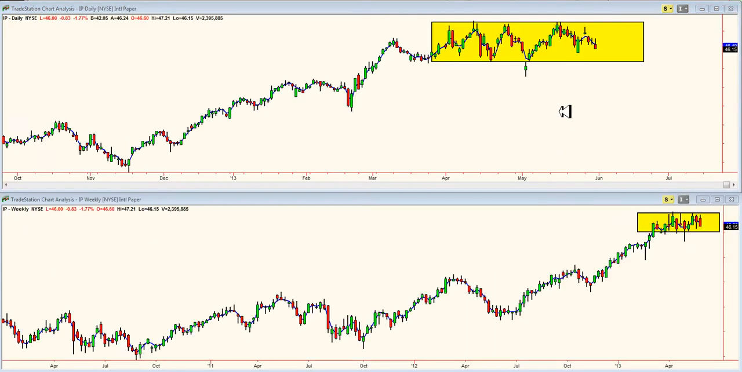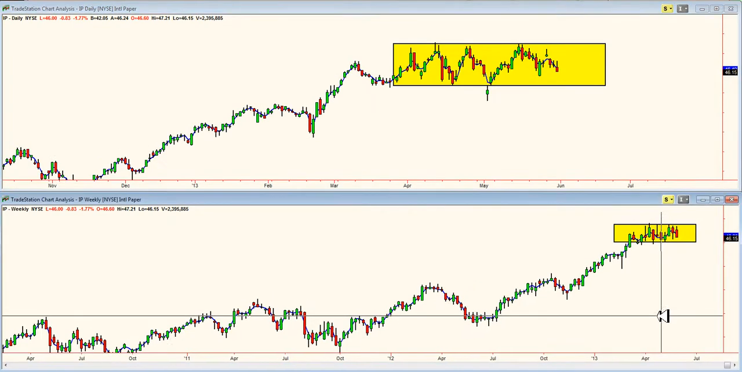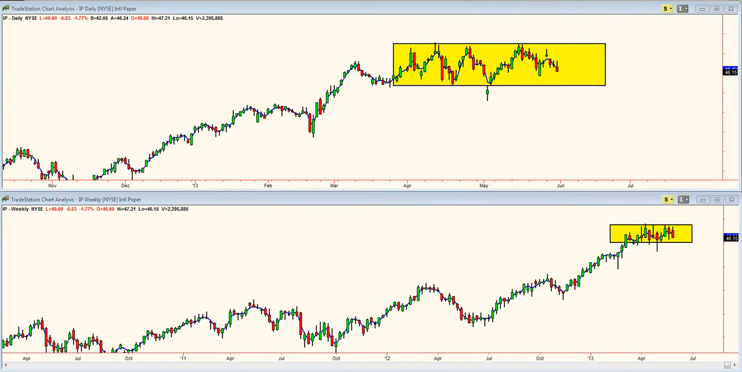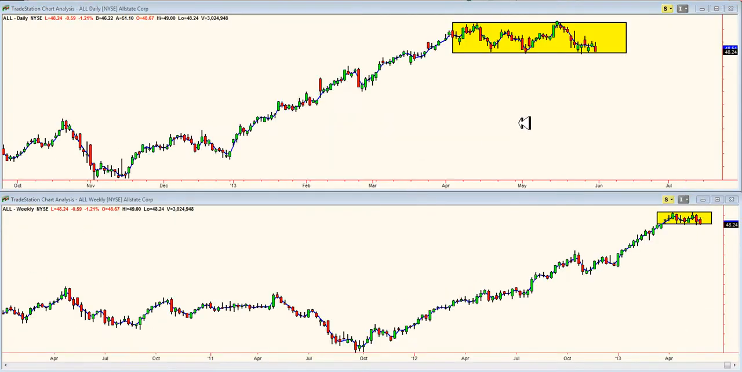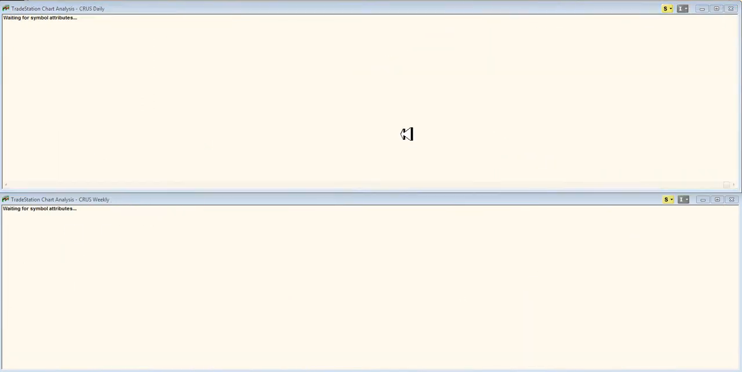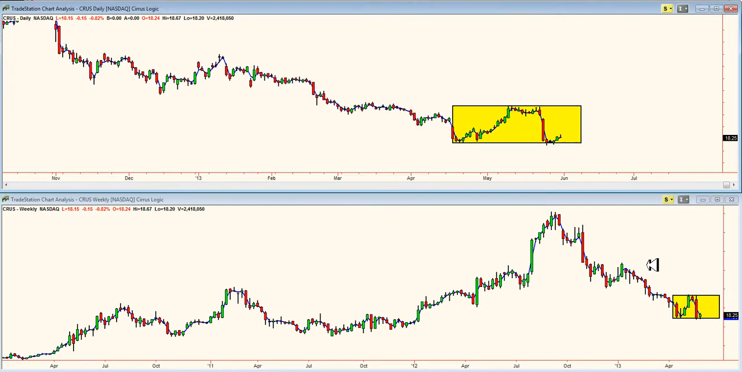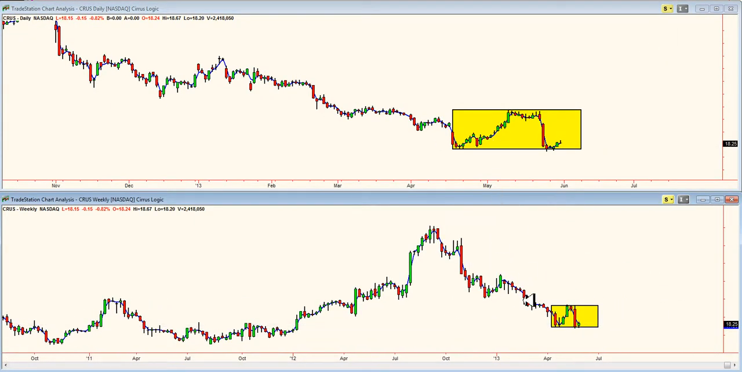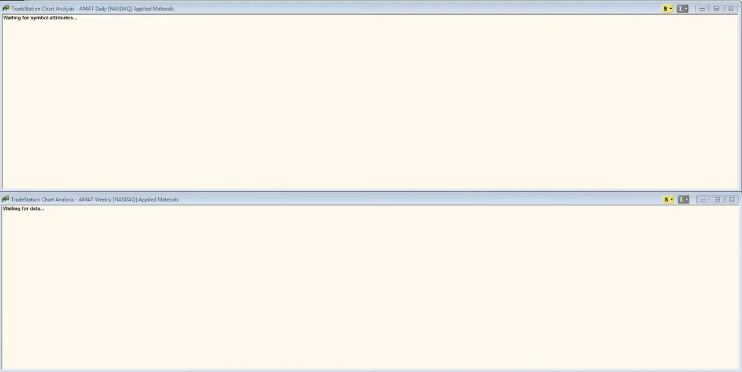IP. Box. ALL. Stock in a box. What's it going to be? Reversal or continuation? CRUS. Stock in a box, daily and weekly. How about some that are currently breaking one way or the other? And then we'll look at a few to label.